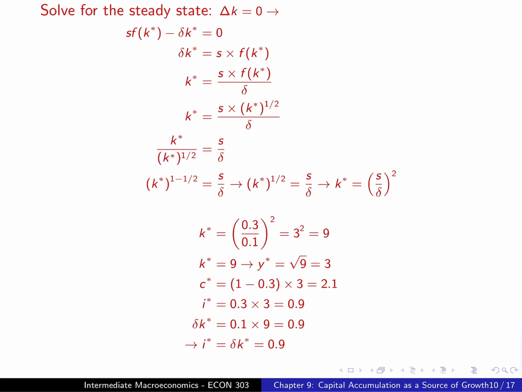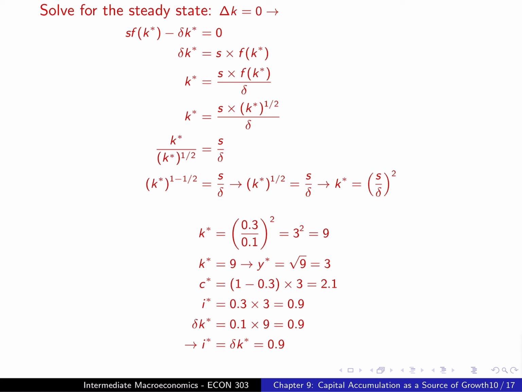First, start with the capital accumulation equation. At steady state, lowercase s times a function of lowercase k star minus delta times lowercase k star equals 0. I recommend you try out the steps I've shown here and you will obtain lowercase k star equals lowercase s over delta overall square.